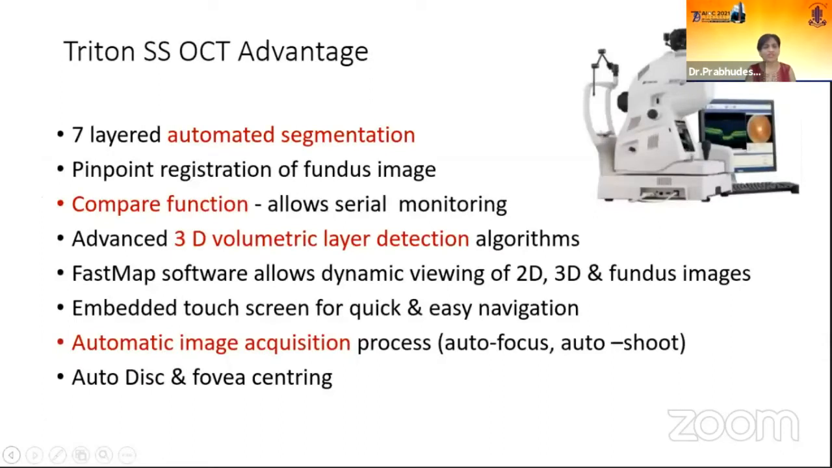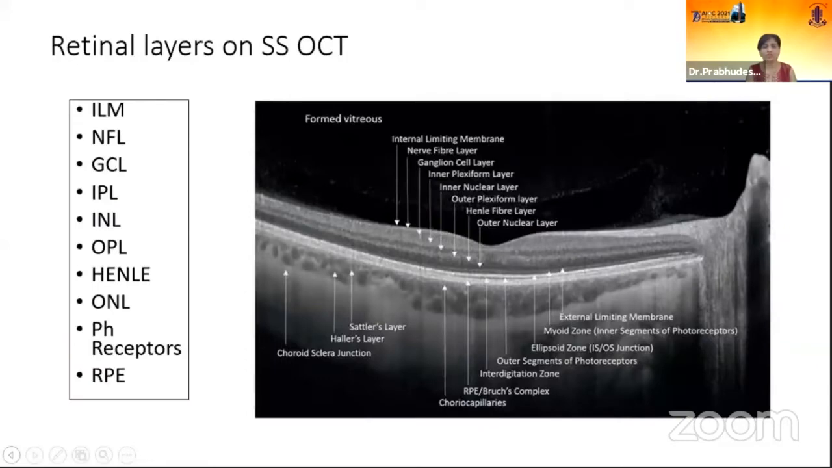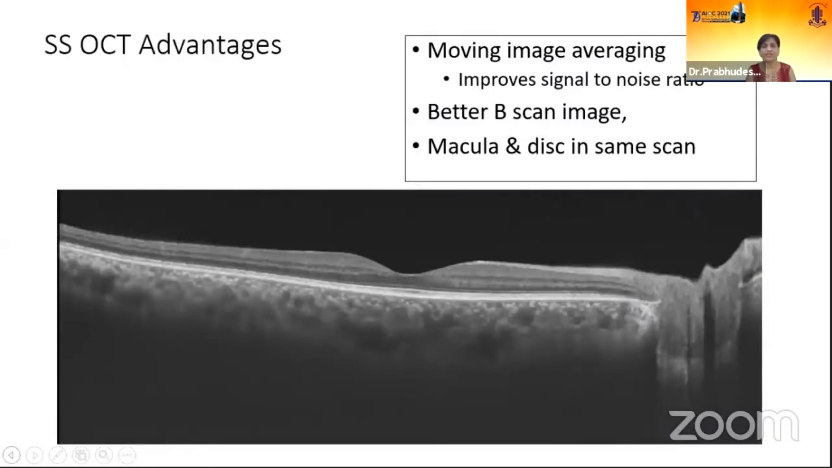So it has automatic 7-layered segmentation. Pinpoint registration is there, compare function is there, 3D volumetric lead detection algorithm is there, and an automatic image acquisition process is there, which has autofocus and auto shoot. Various retinal layers, including the choroidal layers, can be seen with the help of swept source, and it has an advantage that it improves the signal to noise ratio because of moving image averaging.